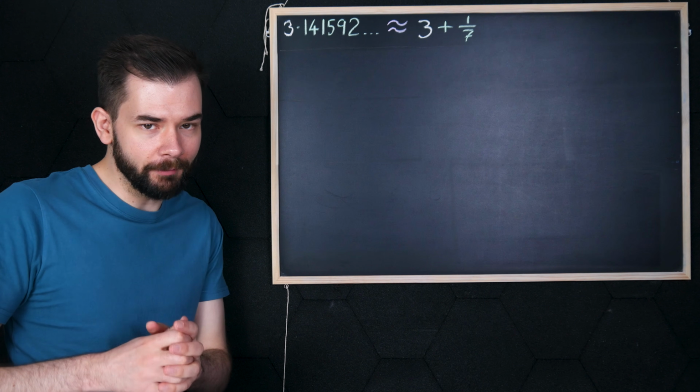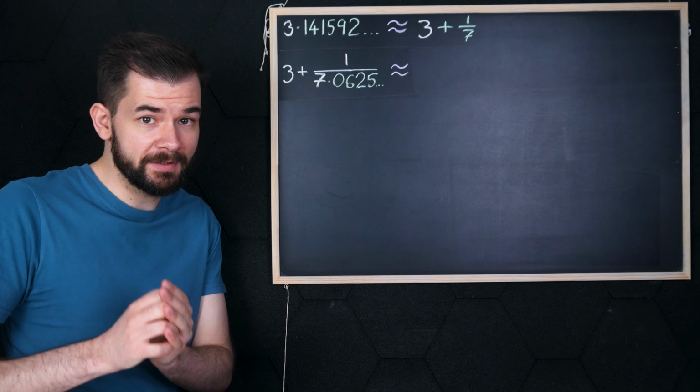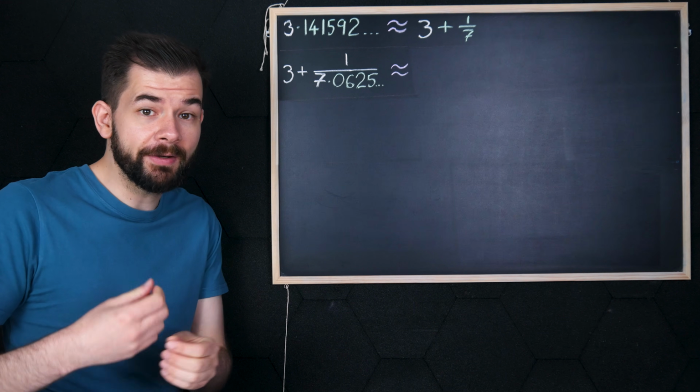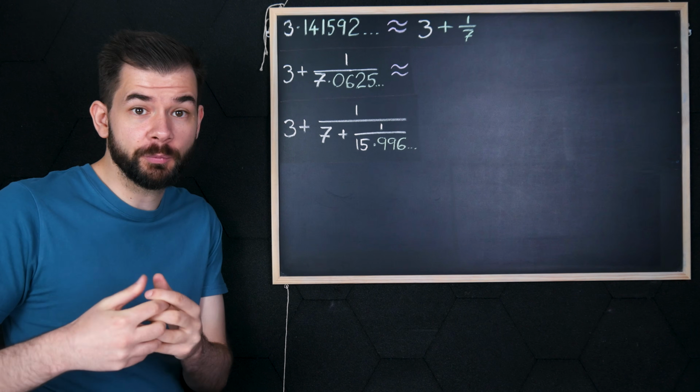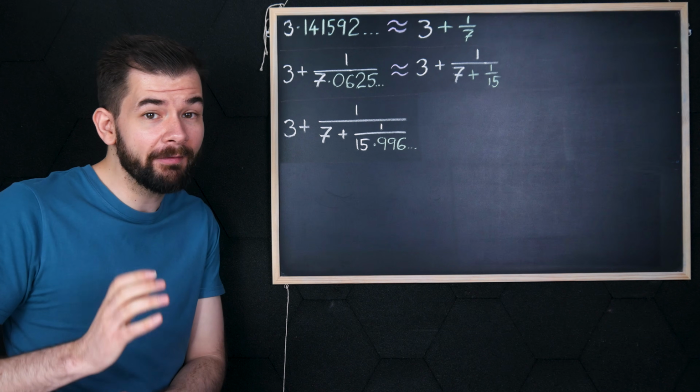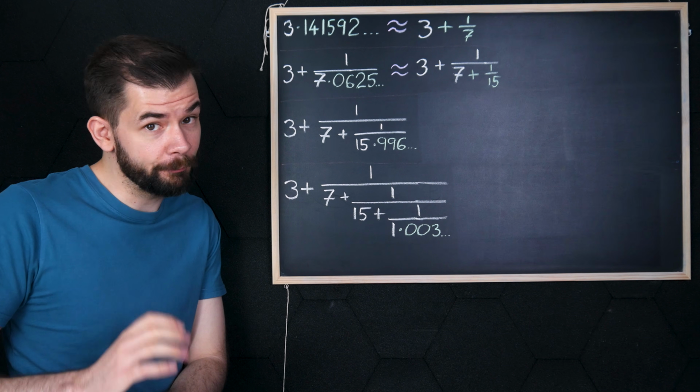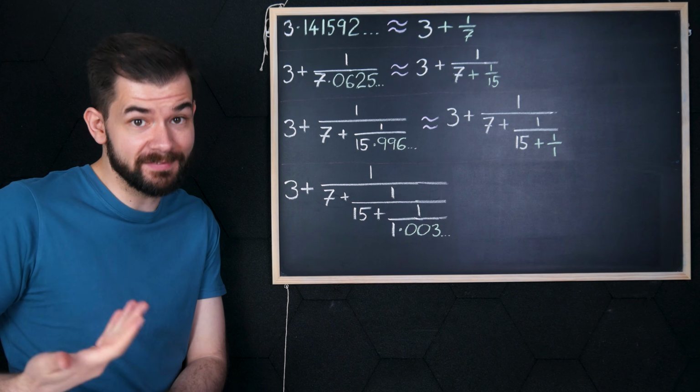But we could carry on, so instead write this as 7 plus its fractional part, and then again, rearranging for that fractional part, we obtain 15.9965, which we floor to 15, and we can carry on in this manner for as long as we like. The process will never end because pi is irrational.